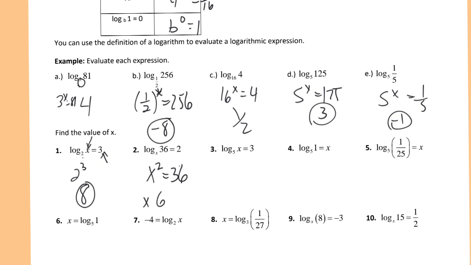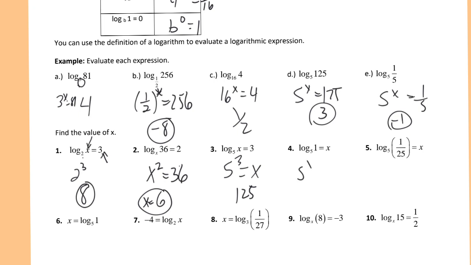Could it be -6? Well, the answer is no, because remember the base is always positive. And so, although x squared is 36, x could be plus or minus 6, the base cannot be negative. So that's not an option. Okay, this is 5 to the third is equal to x. So that's 125. So knowing how to read it, knowing how to say, okay, what are we doing?